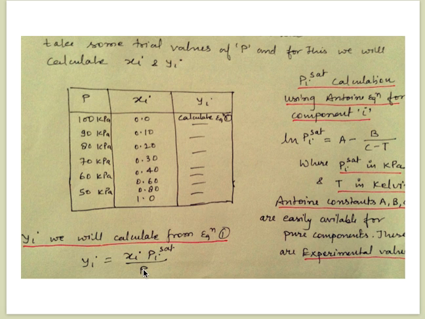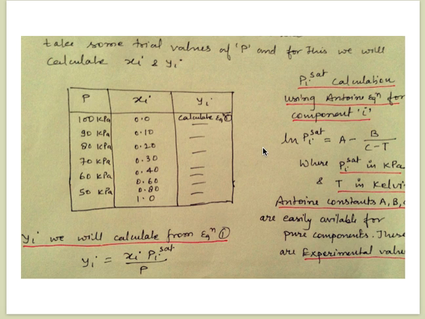So from here we can take the value and then Pi sat we can calculate from the Antoine equation, which is ln Pi sat equal to A minus B upon C minus T. So this is at given feed temperature. Here the P is in kilopascal and T is in Kelvin. So when you put these values like A, B, C for that pure component, because these A, B, C are Antoine constants and these values are available in standard books or a data book like Perry and other books. So for each and every pure component you can find A, B, C from those.